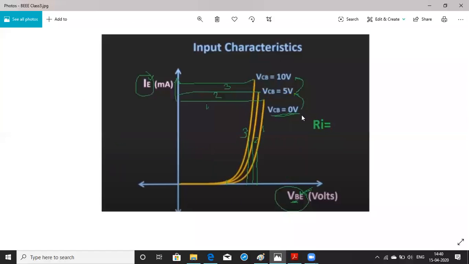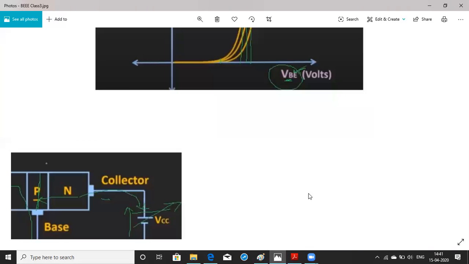So this is from the input characteristics. If you take the slope and try to find the input resistance, that input resistance is the change in VBE, that is delta VBE divided by delta IE, which will give you the input resistance, right? Which is a very low resistance.